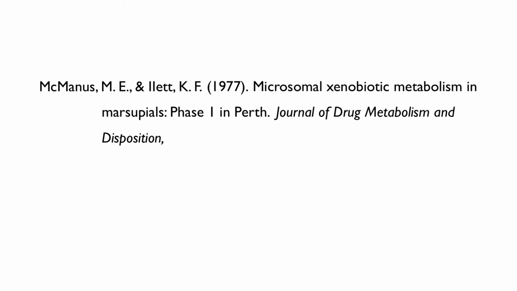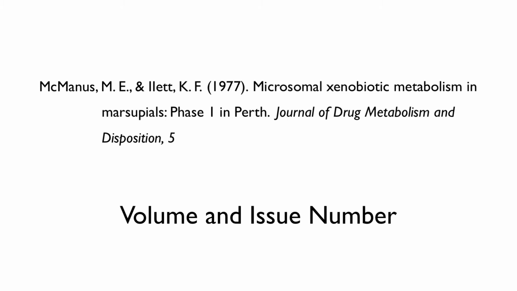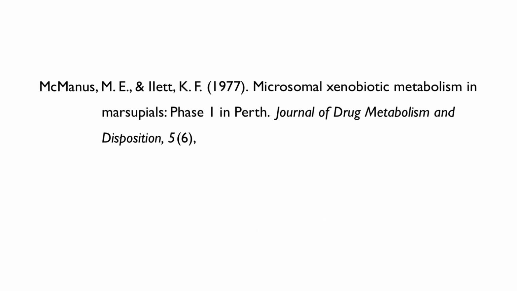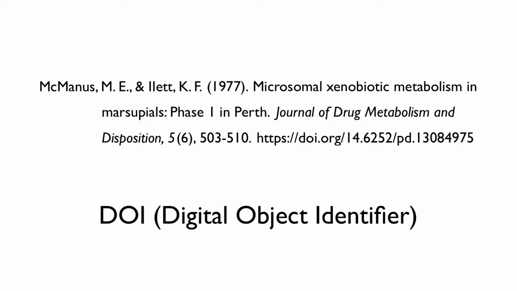After the title, write the volume number in italics, and then the issue number in parentheses. The issue number should not be in italics. After the issue number, put the page range of the article. Finally, write the DOI number, without a full stop at the end.